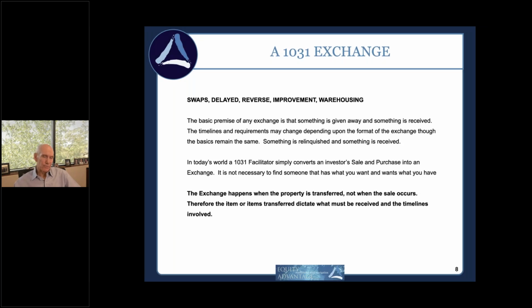So the exchange, all right, swaps, delayed, reverse, improvement, warehousing, all these are different formats of an exchange. Now, the context people typically think of is a delayed exchange. So you negotiate a sale, and at close, that property is given to us. We sell it to the buyer. Your 45 and 180-day timeline start the date of transfer, and you're off to the races to buy what you're going to buy.